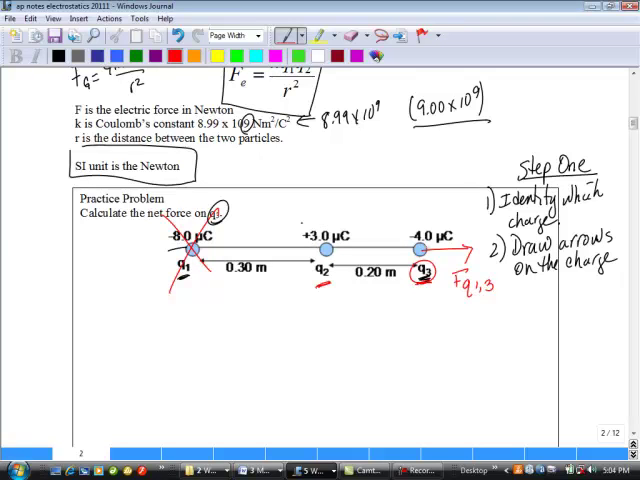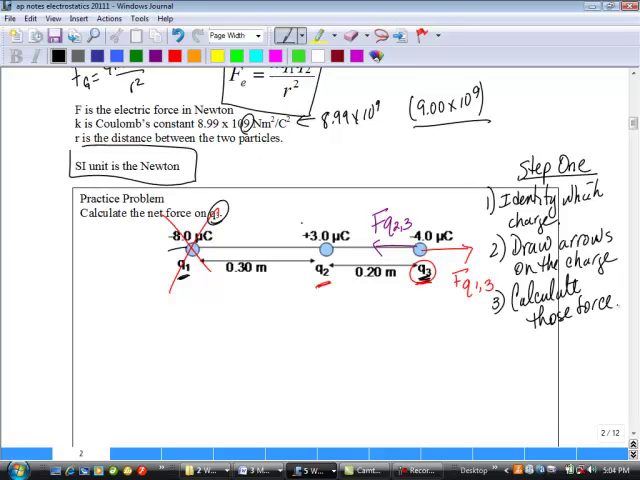I have a positive and a negative. These are unlike charges. What do unlike charges do? They're going to attract. And so I will draw this arrow right here. I will label this the force between Q2 and Q3. The next step is to actually calculate what those forces are.